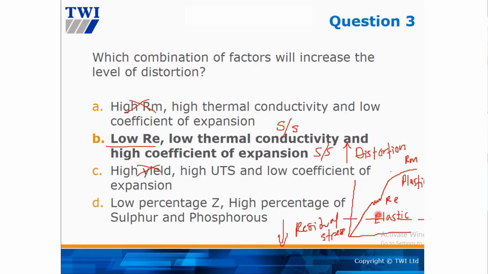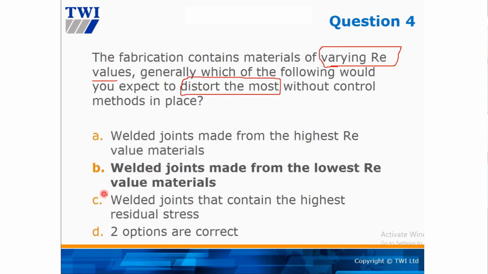Look here. Distortion is the most if you have low RE, like this. Low RE, you get more distortion, less residual stress. So that's where the answer goes to B. It's related to question number 3, basically.